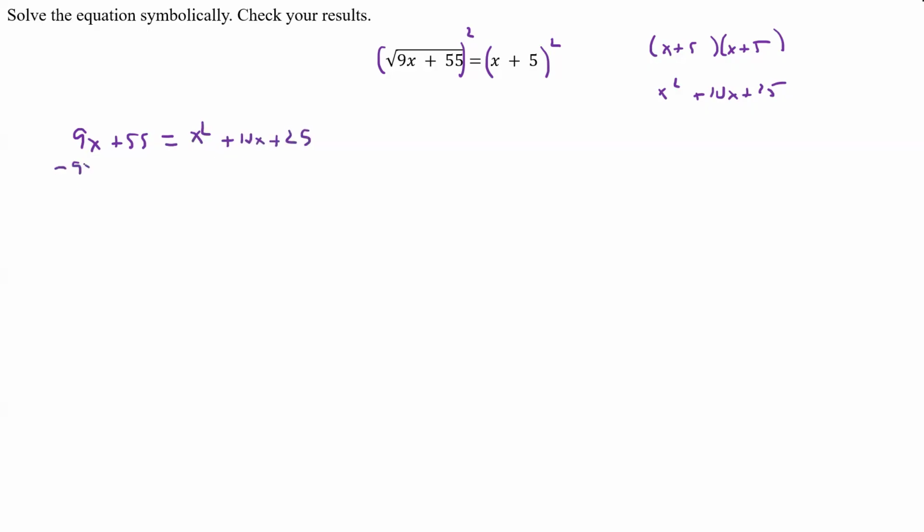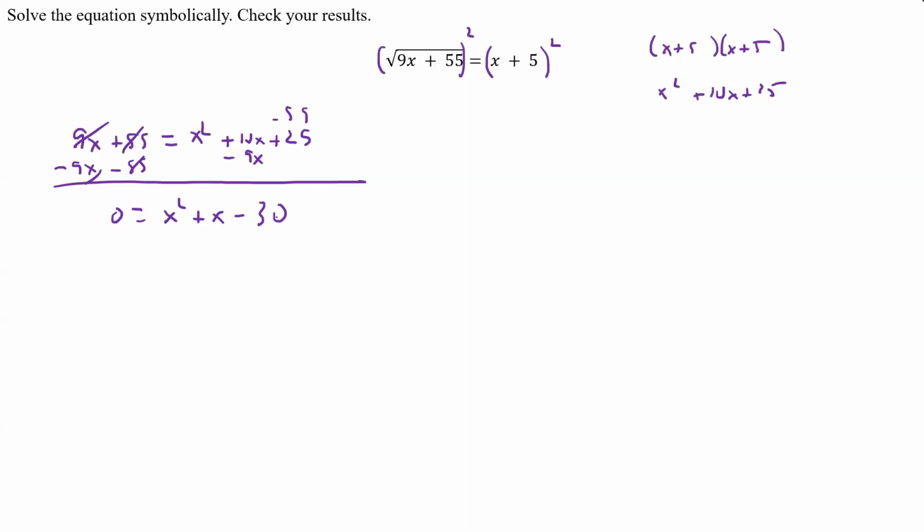Now, if we subtract 9x, subtract 9x, subtract 55, let's put minus 55 on top just because it's going to be easier to subtract. So on this side, that cancels, so we get 0 equals x squared. We have 10 minus 9, so that's plus x. And so then it's going to be what? A minus 30.